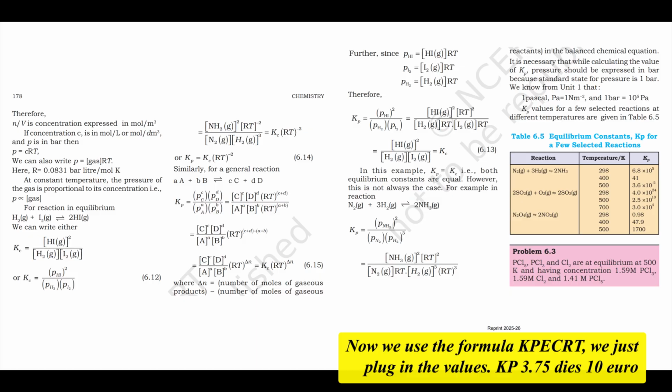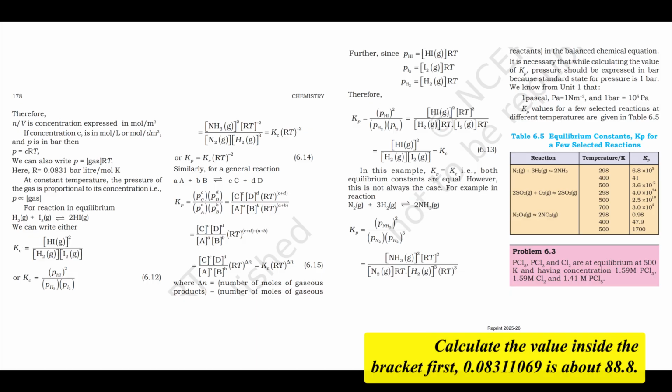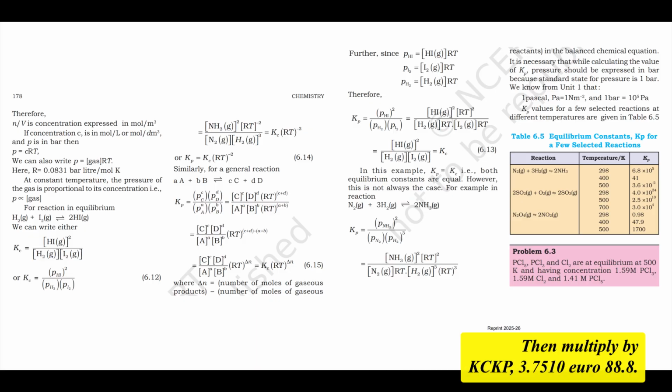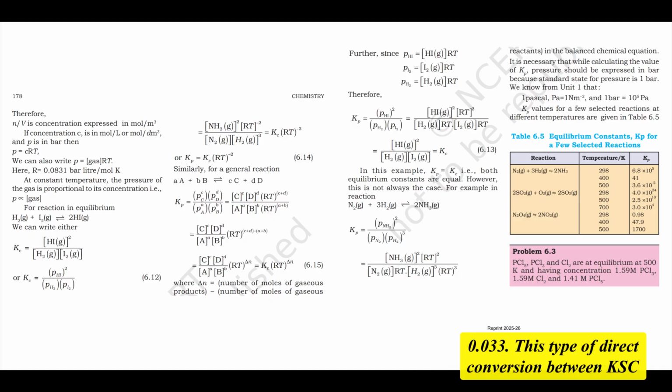Kp = 3.75 × 10^-3, multiplied by (0.0831 × 1069) raised to the power of 1. Calculate the value inside the bracket first. 0.0831 times 1069 is about 88.8. Then multiply Kc, 3.75 × 10^-3, by 88.8. When you do the multiplication, you'll find Kp is approximately 0.333.